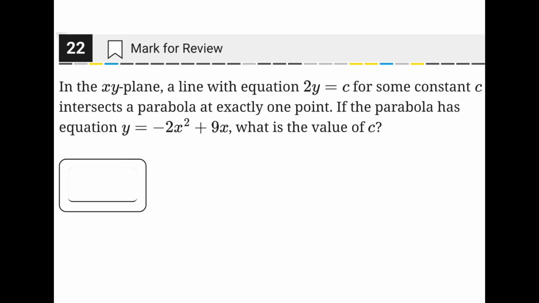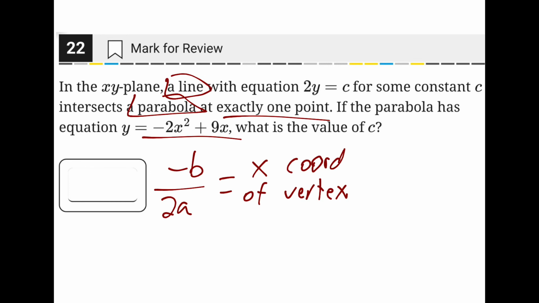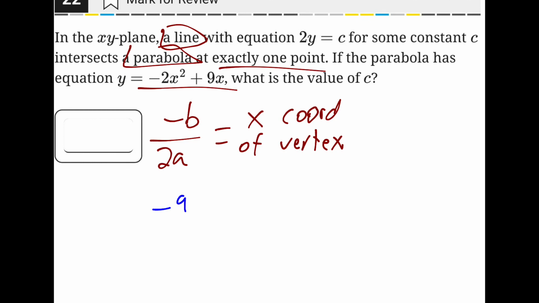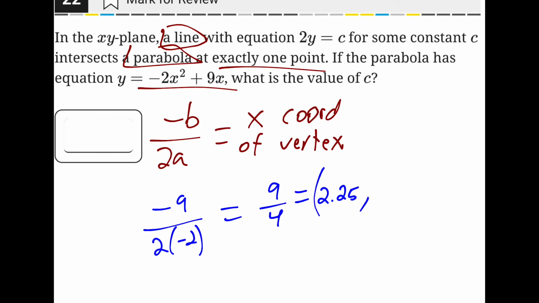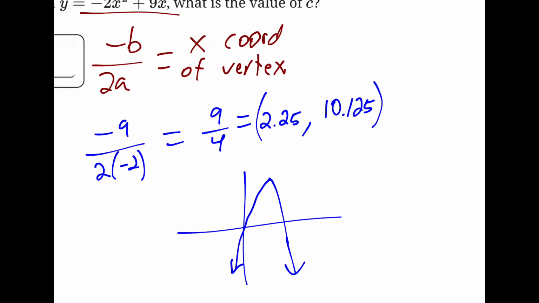We're looking at when a line crosses a parabola at exactly one point. And this is my parabola. What is the value of c? So I'm going to keep in mind that to find the x-coordinate of the vertex, I can use this formula, negative b over 2a. So here that's negative 9 divided by 2 times negative 2, or in other words, it's going to be 9/4, or 2.25. If I wanted to plug this in to the equation, I would get 10.125 as the y value. And here's a rough sketch of what that parabola might look like.